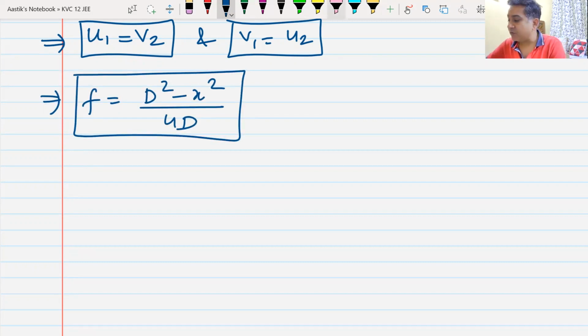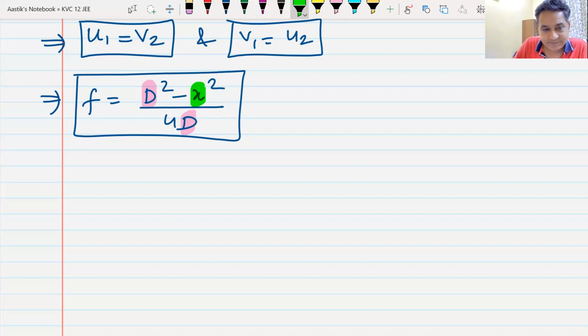In the experiment, what you will know is you can find out this d, the distance between the object and the screen, and then you can calculate the value of this x. From these two things, you should be able to find out the focal length of the converging lens.